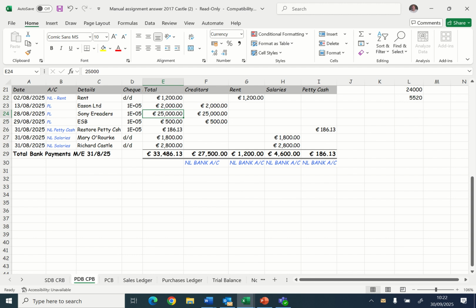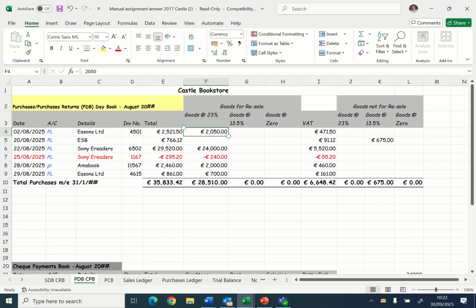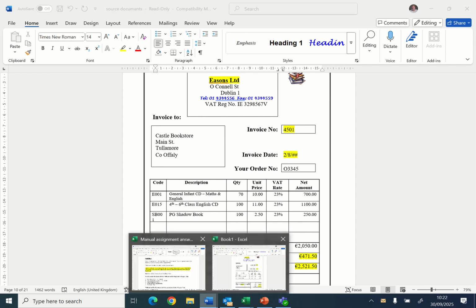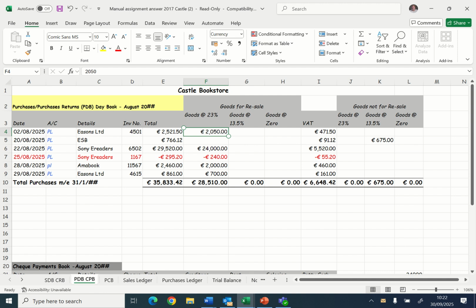Then our goods, excuse me, our goods at 23%. So again, goods at 23%, 2050. And then our VAT amount of 471.50. So you see here the breakdown between goods for resale and goods not for resale. You see with the ESB, we pop in the total amount of the invoice. Our VAT amount is the same regardless of whether it's a good for resale or a good not for resale.